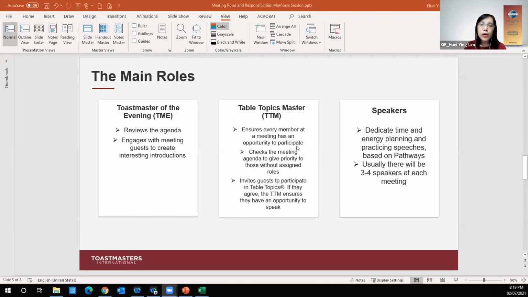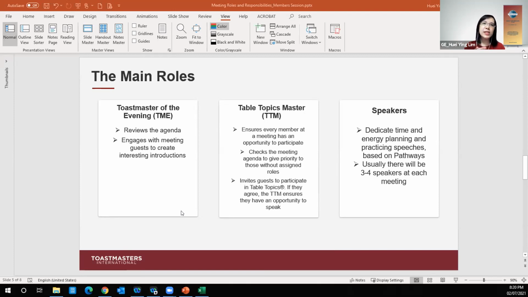The rest of the roles are, in a way, already known by themselves. So normally they will not be doing any introduction on their role, because the table topic master will already introduce during the table topic session what it is all about. The table topic master is the second main role of the meeting, which will conduct the very first session. The table topic master would ensure every member in the meeting has an opportunity to participate. So the table topic master would prepare at least 4 to 5 topics.